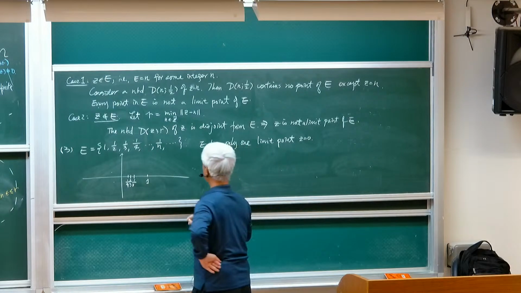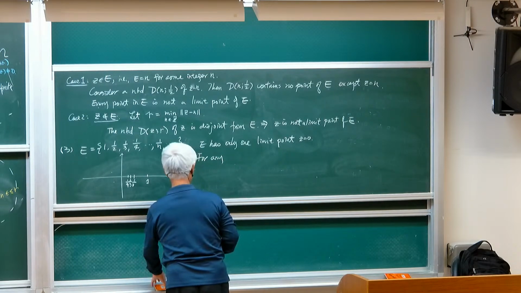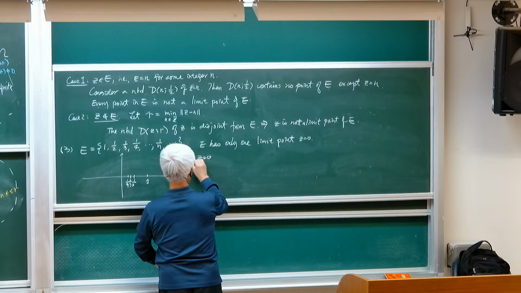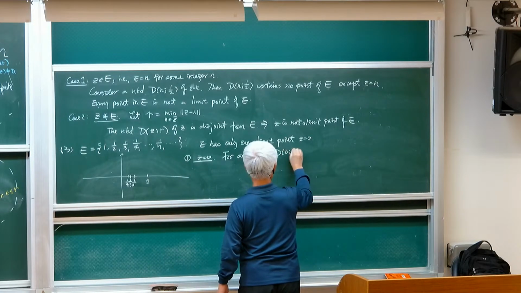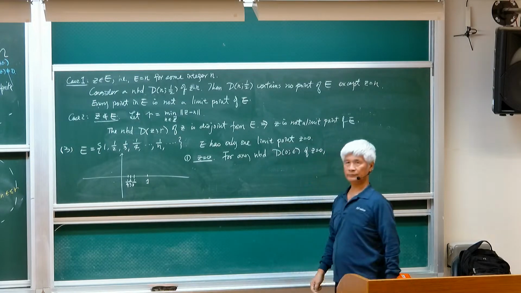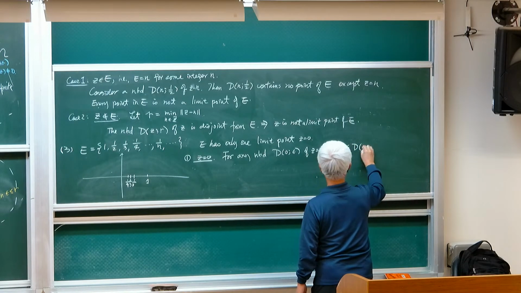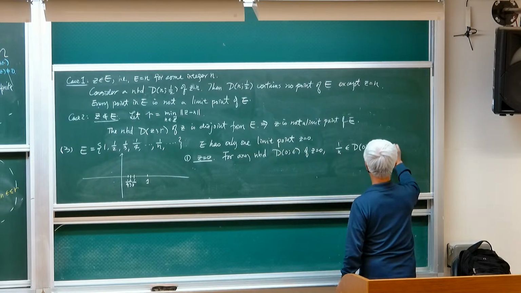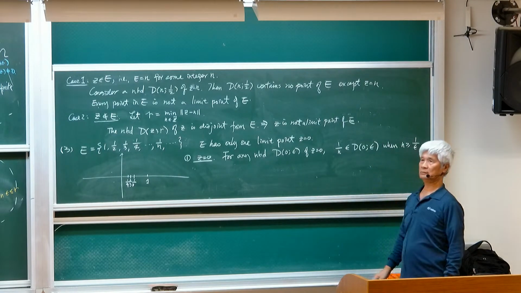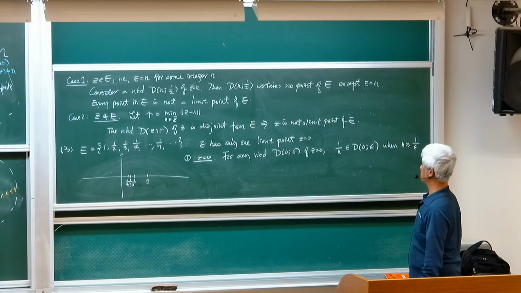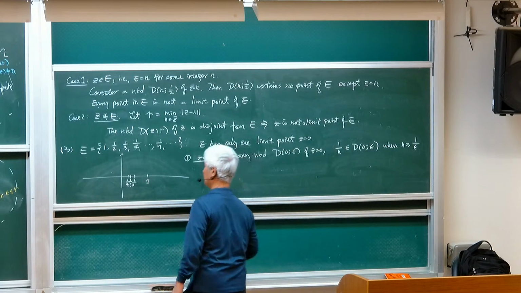First of all, for any neighborhood of z equal to z0, okay, then 1 over n will be in this neighborhood when n is greater than or equal to 1 over epsilon. Because if n is very big, then it will go to there.